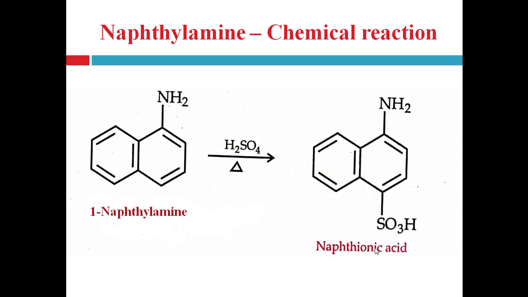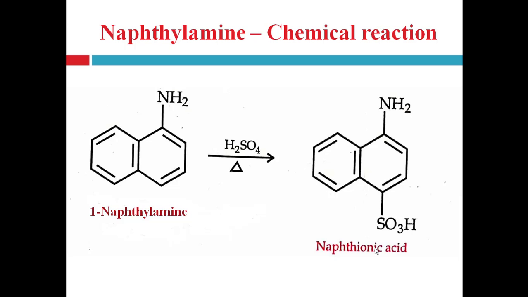Next, chemical reactions of naphthylamine. 1-naphthylamine reacts with sulfuric acid and produces naphthionic acid, right? Naphthionic acid is used in industry, specifically in the dye industry. Simply, when 1-naphthylamine is heated with sulfuric acid, it will form naphthionic acid.